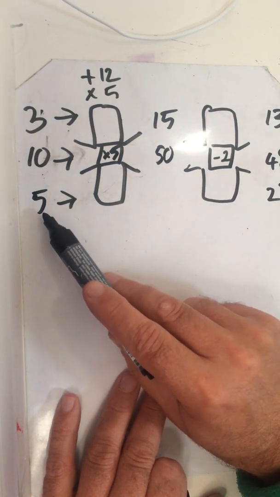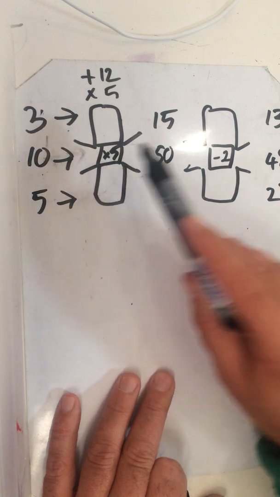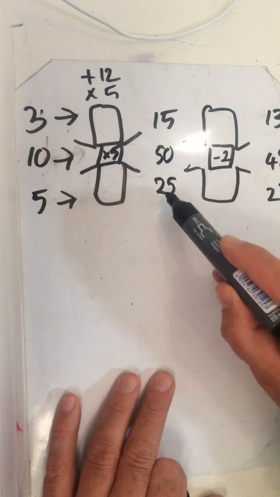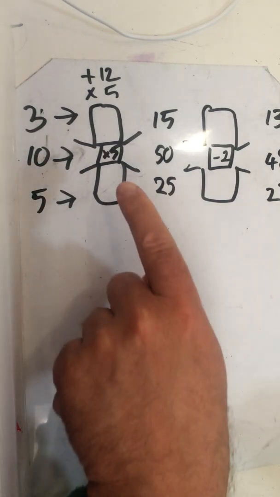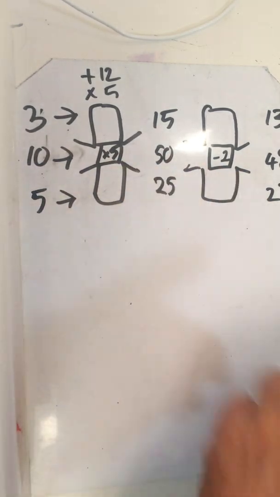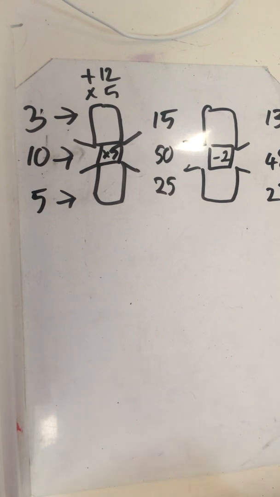So we can do this one then. Let's just check if this is correct. 5 times 5 is 25. 25 take away 2 is 23. So we can work out the missing numbers in our function machine, and from there calculate the answers. Now that is basically what we're going to be doing.